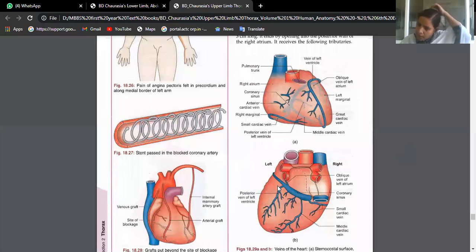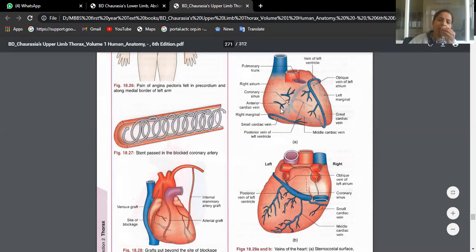So, Ritika, you were telling, the coronary sinus is the largest venous channel of the heart, which is receiving venous blood from all parts of the heart, isn't it? So it is receiving venous blood from the oblique vein of the left atrium, posterior vein of the left ventricle, isn't it? Then it is also receiving veins from the middle cardiac vein, small cardiac veins. So all these veins finally open into the coronary sinus. And we know the coronary sinus, where is it opening? As you said, it is opening in the right atrium.